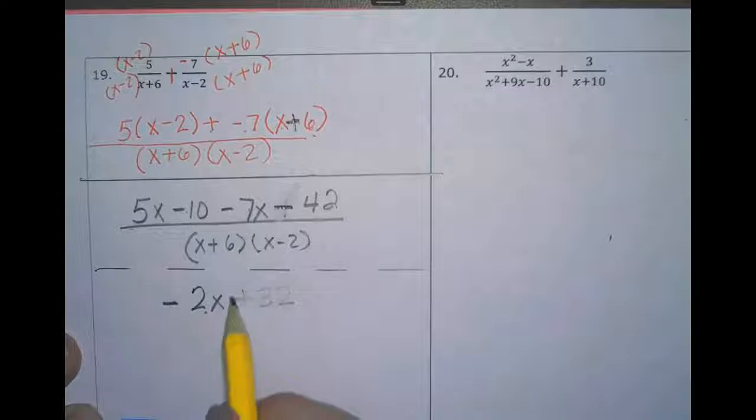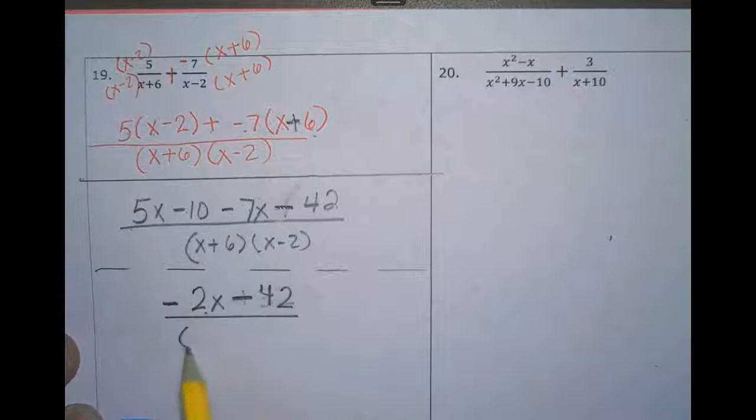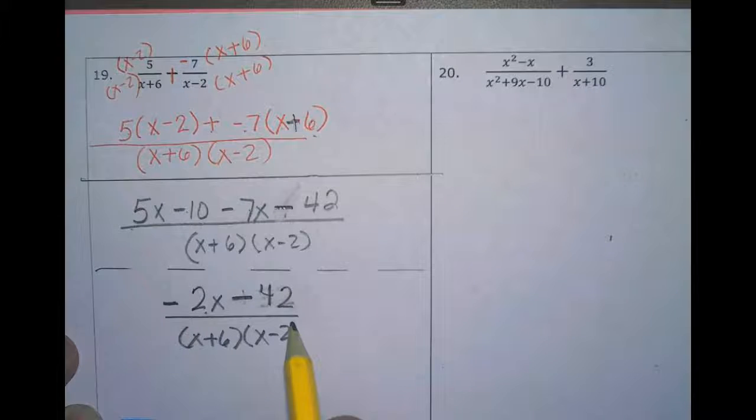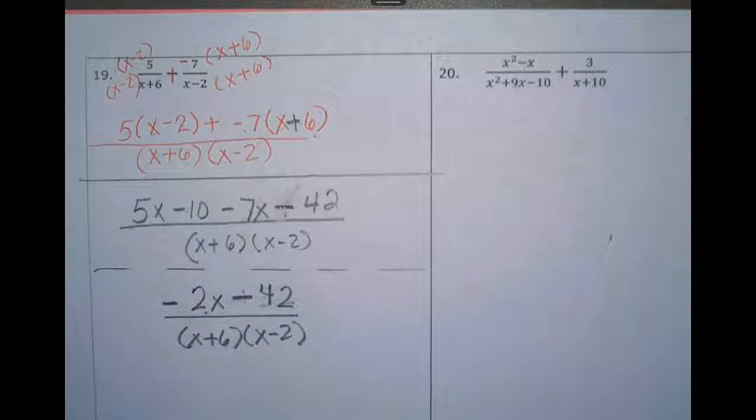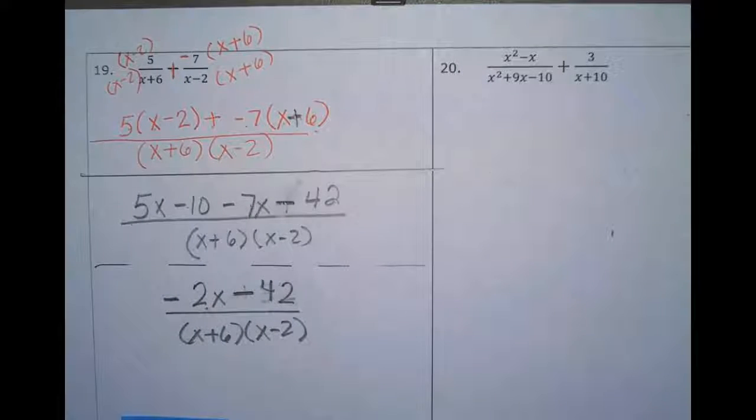This should be a minus 42 over x plus 6, x minus 2. I could factor out a 2 or even a negative 2, but that would not allow anything to cancel, and so that is a perfectly acceptable answer.